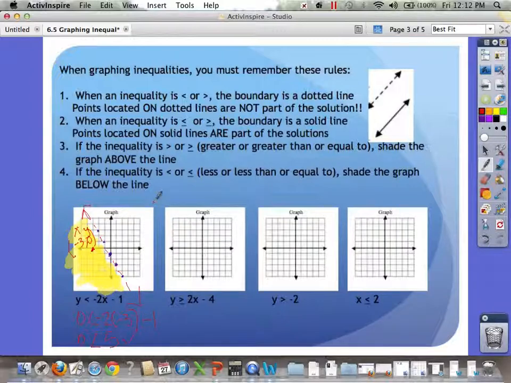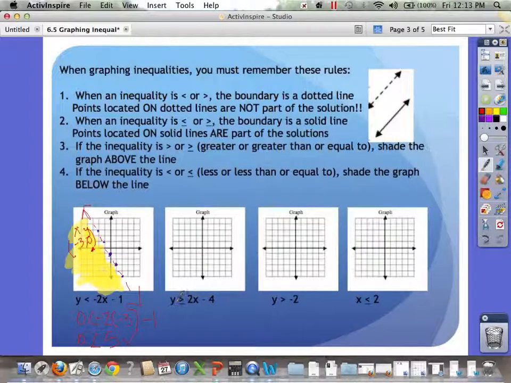But if you picked a point over here, say you picked 0, 0. If I put a 0 there and I put a 0 there, is 0 less than -1? No. So you can test yours to see if you've drawn it in right, if you really want to. You can test the points and see if it's true or false. If it's true, it's in the shaded region. If it's false, it would be in the non-shaded region. Okay?